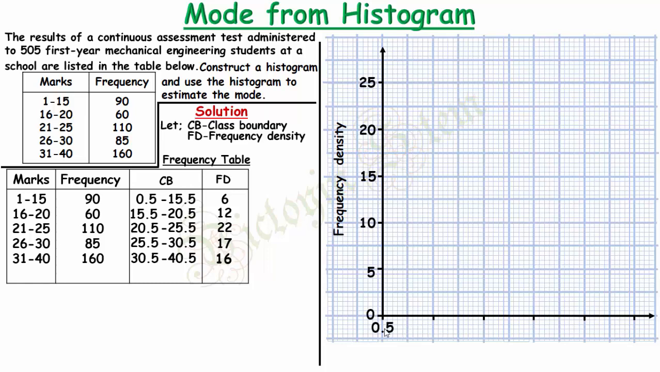So I'll start with 0.5, 10.5, 20.5, 30.5, 40.5, and this represents the values born out of the class boundary. But these values were derived from the marks obtained by students. So I can give the horizontal axis the name marks obtained by the 505 students.